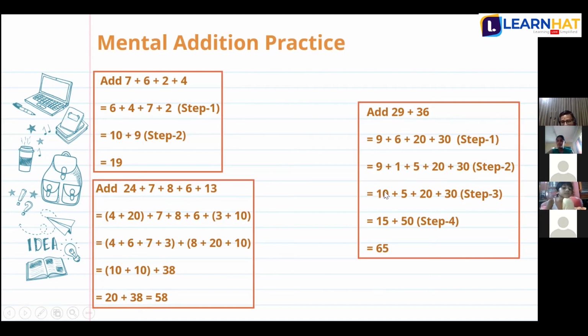So 9 plus 1, 10. The 5 as it is. 20, 30 you're writing. So 20 plus 30, 50, 10 plus 5, 15. So 50 plus 15 is 65. Otherwise, if you still feel difficulty, 15 can be written as 10 plus 5. So 50 plus 10, 60. 60 plus 5, 65. So like that, we should apply the concept to do mental addition.